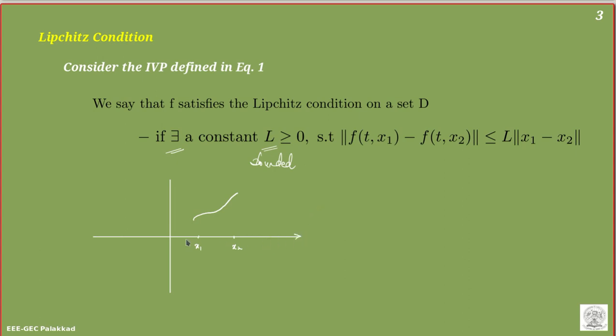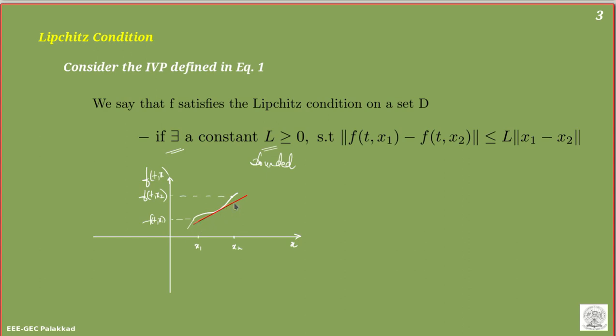Here I have taken the dependent variable, which in fact depends upon time also, and I have taken f as a function of t comma x. So this point would be x1, f of t comma x1, and this point would be x2, f of t comma x2. The function satisfies the Lipschitz condition if the slope is bounded. If I try to draw the slope at this point, this would be the slope here, and it shows it is bounded.